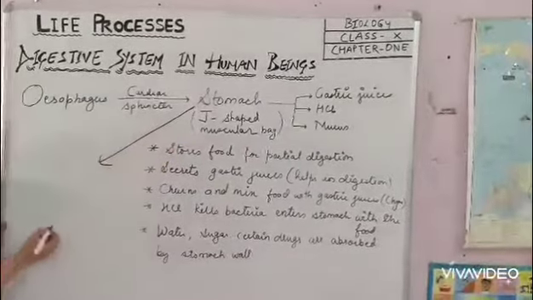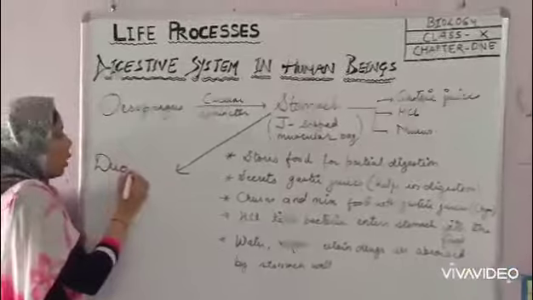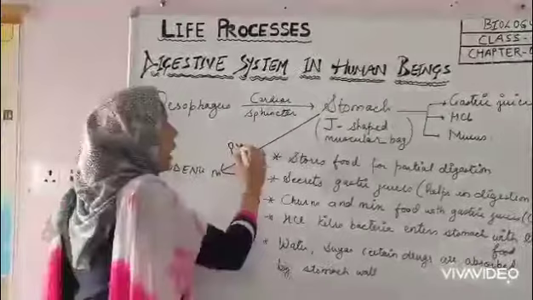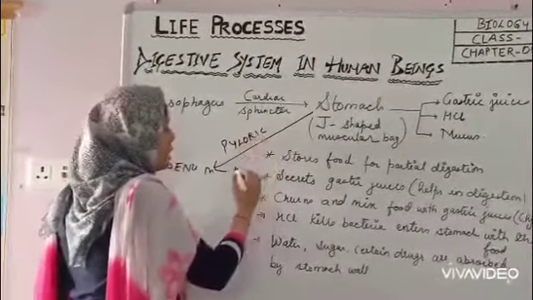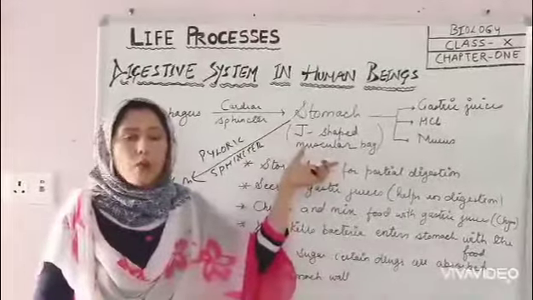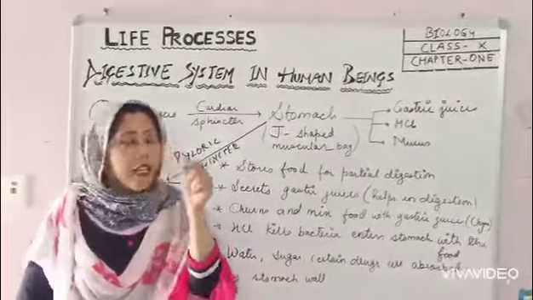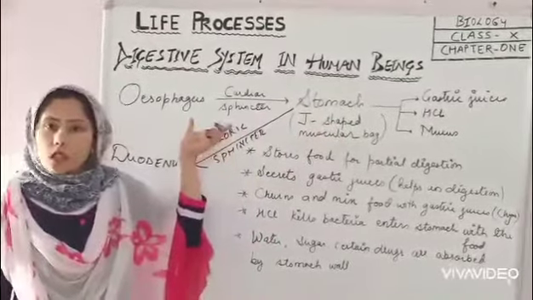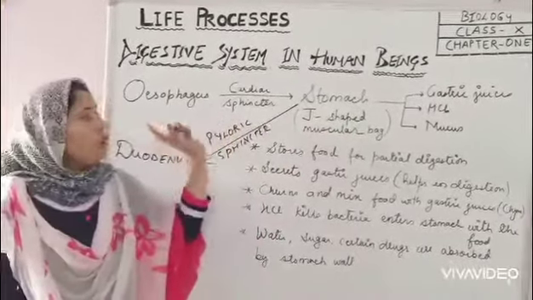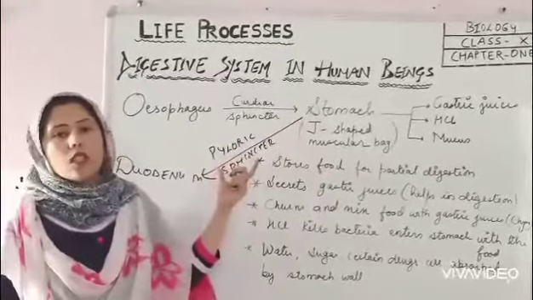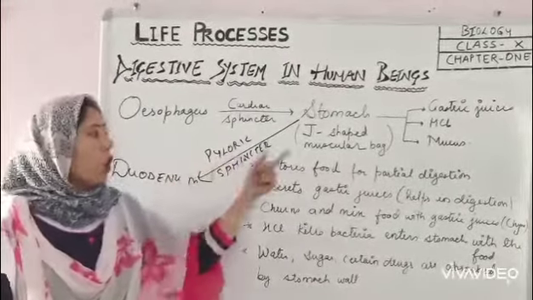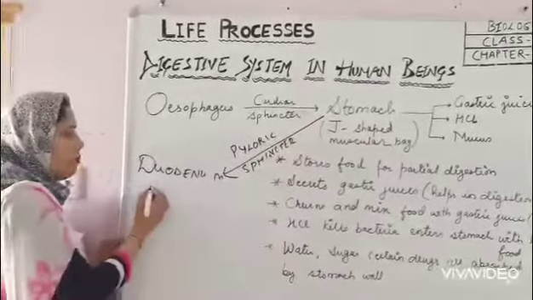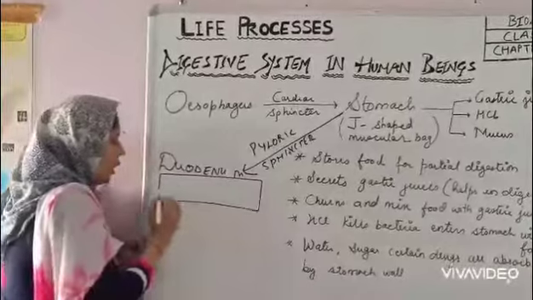After the stomach, food enters into the duodenum through the pyloric sphincter. I told you the parts of the stomach. The first one is cardiac. At the junction of the esophagus and stomach, cardiac sphincter muscles are there which guard the opening of the stomach. Pyloric sphincters are situated at the junction of the stomach and duodenum. Duodenum is a part of the small intestine.